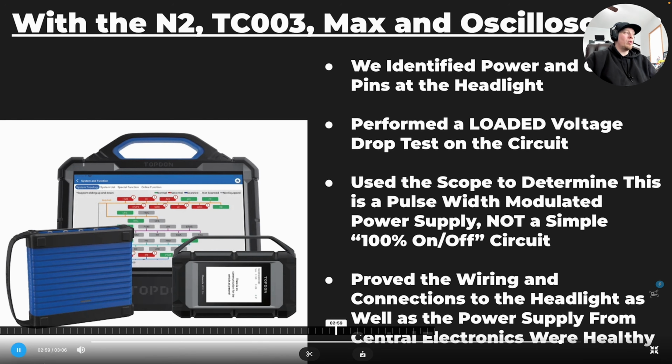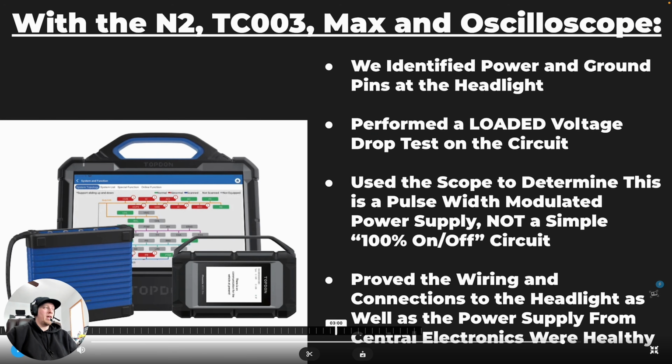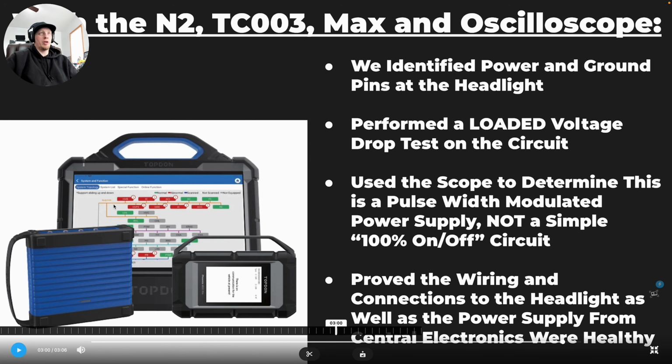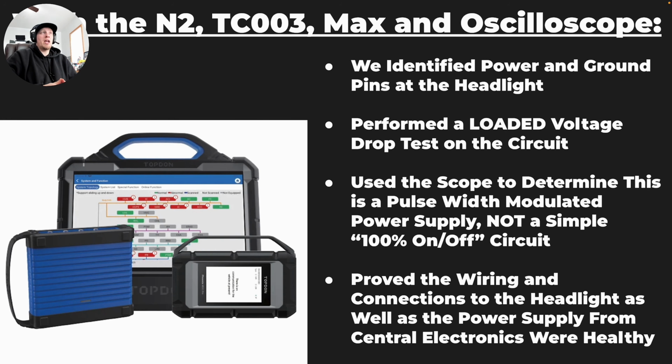We were able to identify the pins at the headlight connector using our Curian N2. We were able to identify which pin was which using the N2. We were able to do a loaded voltage drop test and determine that it was normal by comparing the left front to the right front. Again, we didn't show you the test on the right front. You'll have to trust me that the measurements were the same.